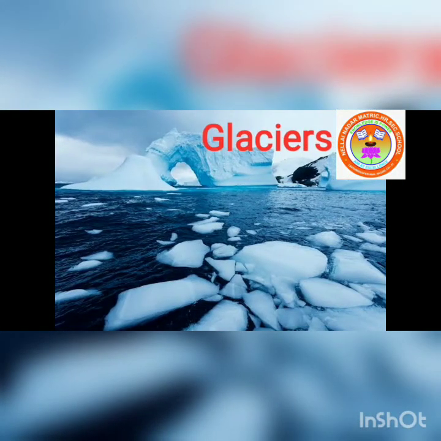Glaciers. What is a glacier? A glacier is a large mass of ice that moves slowly over the land from its place of accumulation. It is also known as a river of ice. The place of accumulation is called snowfield. Snowfield, how it is, you can see on the screen.